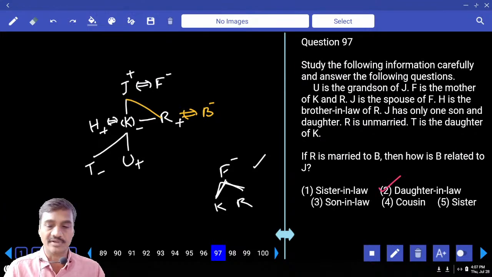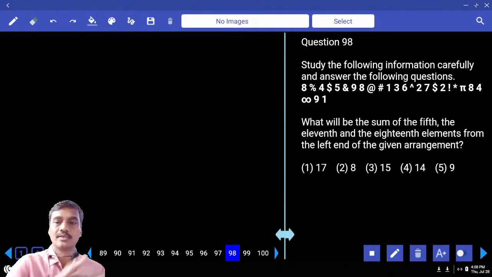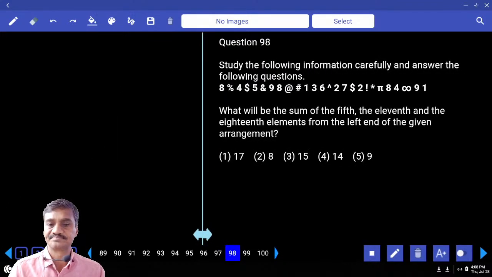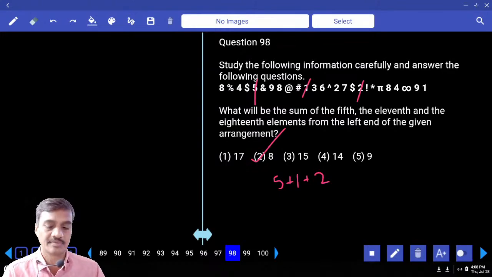Then 98 to 100, these 3 are based on sequence. Now in this sequence, what will be the sum of the fifth? Fifth element is 5. 11th element is 1. And 18th. 12, 13, 14, 15, 16, 17, 18. Now what is the sum of these three elements? 5 plus 1, 6 plus 2, 8. That is choice 2. Question number 98.